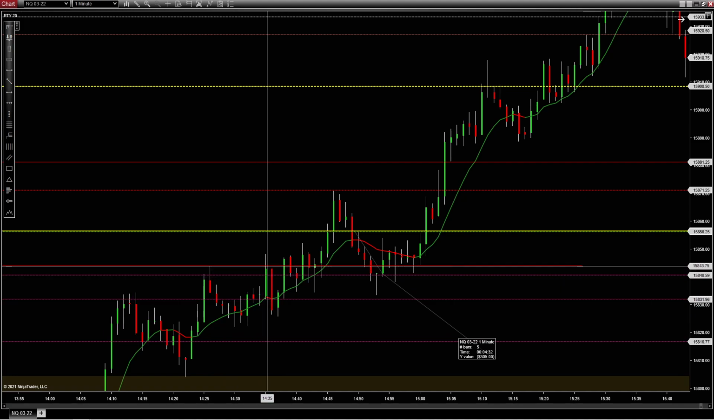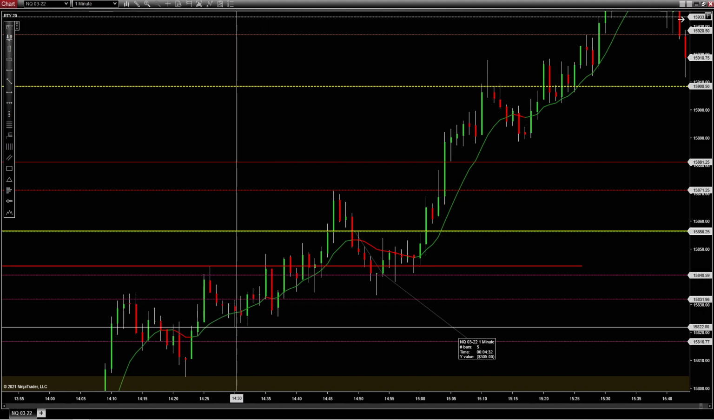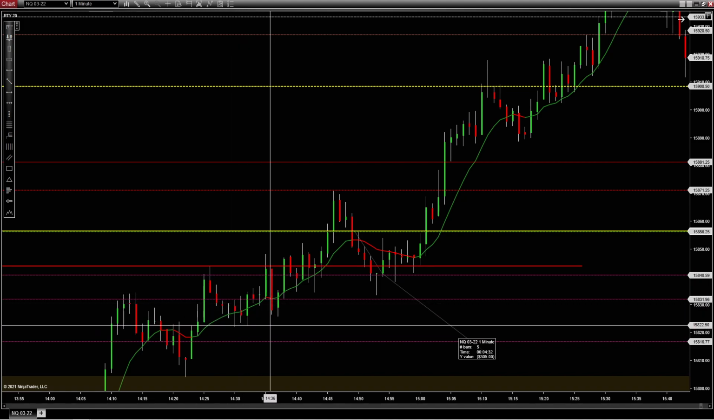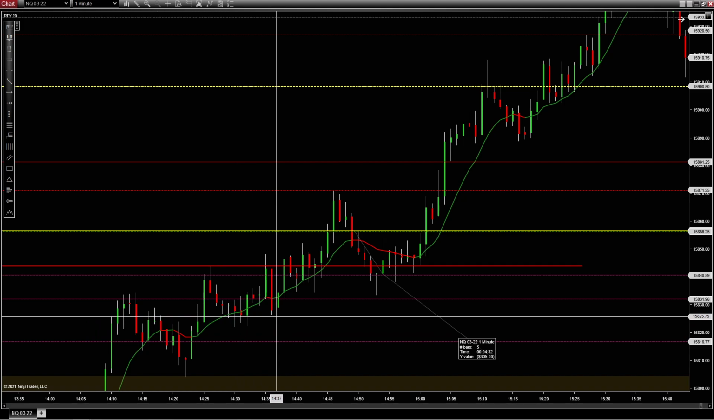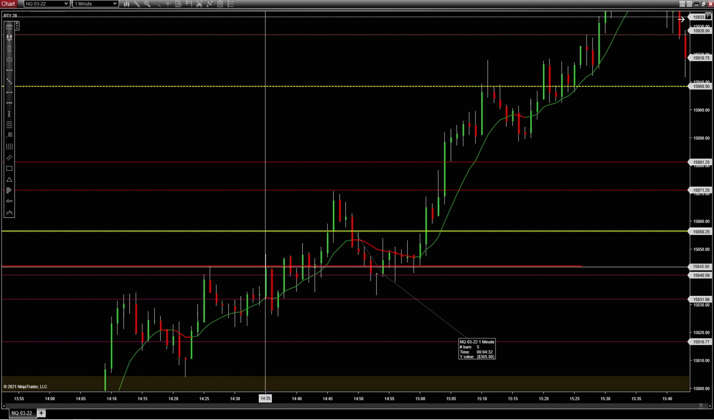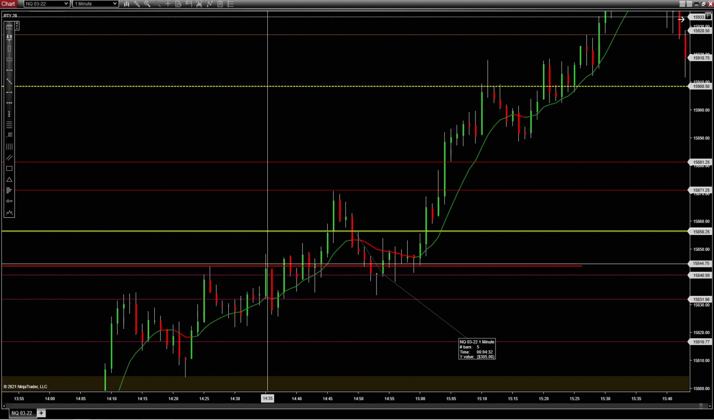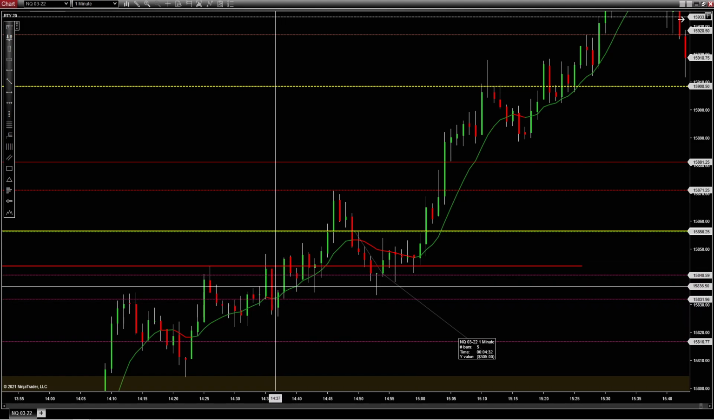So that one is at 43.75. Our stop would be at the bottom of this one right here. So roughly 20 points is where your stop would be. Now, that's a big amount of money, okay?